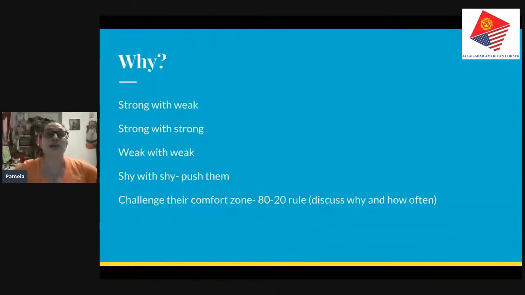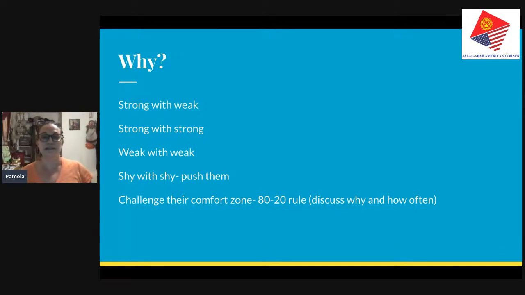So if you put two shy students together, nobody is going to dominate someone else. They will both be equally shy together, and they just make sure that they are talking to each other and not just sitting in silence. So you'll have to monitor. Of course, you monitor with all of these. But this will push them so that somebody takes a little bit more of a leadership role, maybe. And you want to challenge their comfort zone.